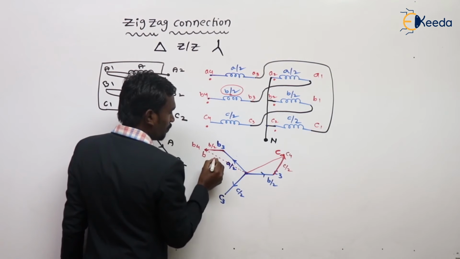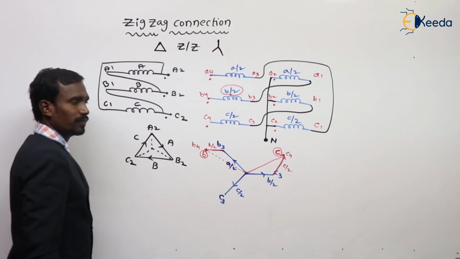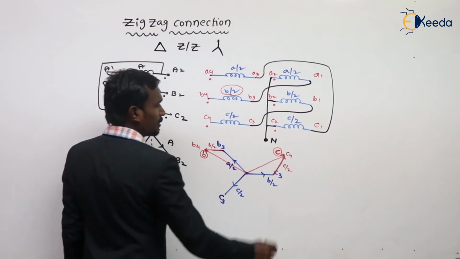This is our final B, right? This is our final B, and this is our final C. This is our final A, B, and this is our final C.